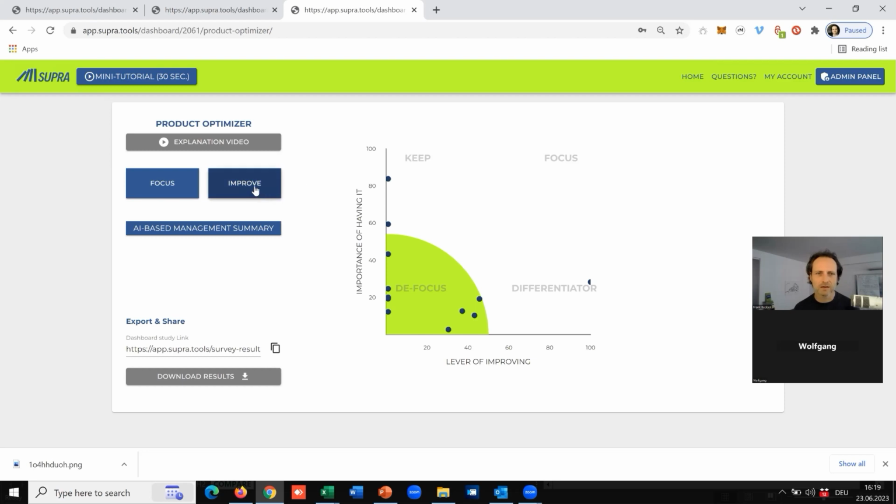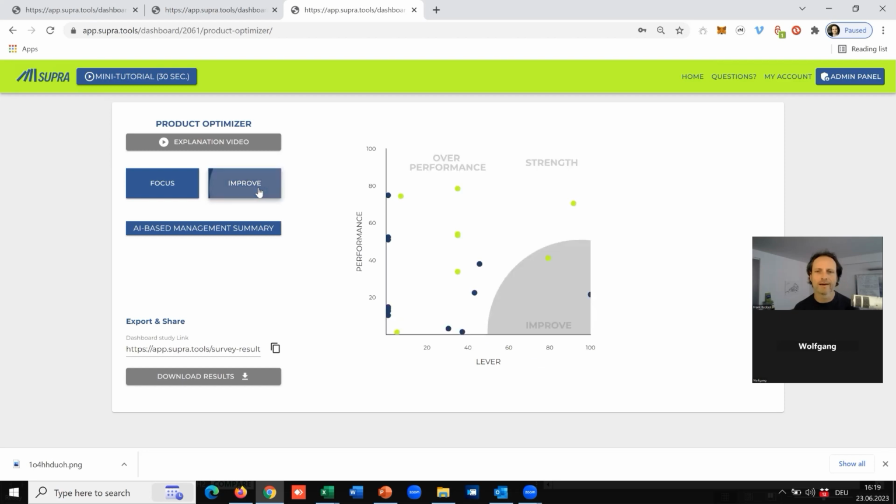So let's look at the improve button. Where should we improve to get more general buyers? And what you see here, this is a lever fund. I probably didn't describe where the lever comes from. The lever is basically a result of an AI-powered driver analysis. It looks at the assessment of the performance of each feature. So basically you ask, is the product good in this and that and that?